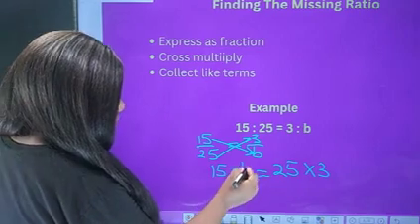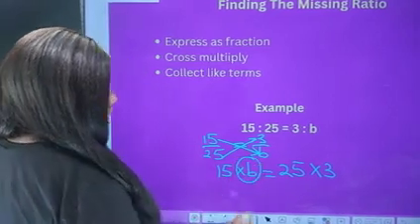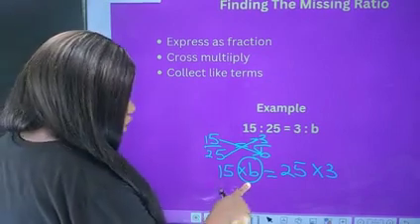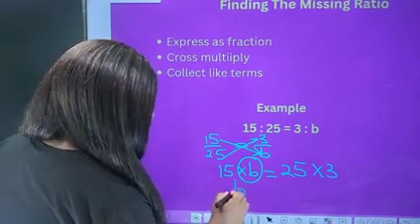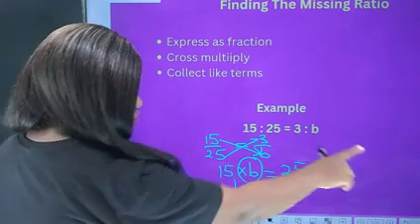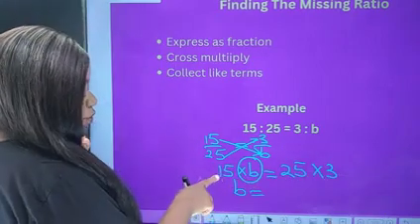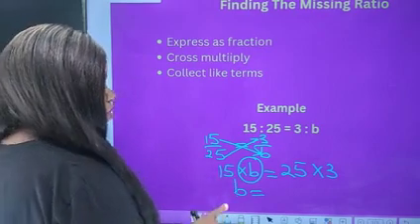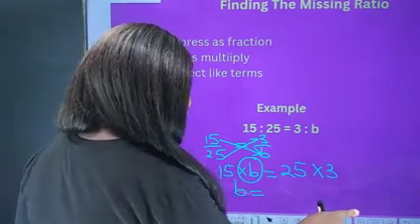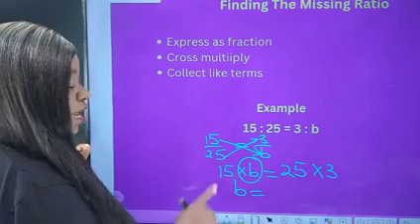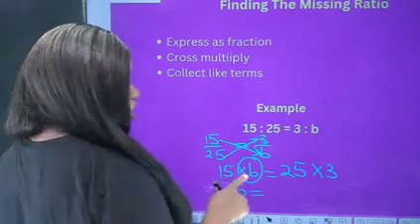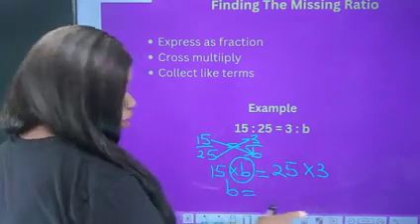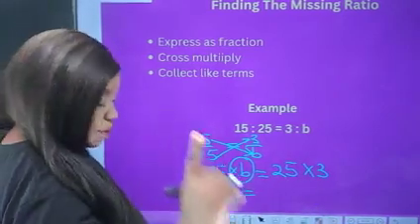So we will be left with b because we have to find the missing ratio, which is the value of b. Now we'll be left with b on the left hand side, moving 15 to the right hand side. Now when 15 is on the left, it is multiplying. When 15 goes to the right hand side, it will divide. So whenever a term is crossing the equal sign to the other side, it will do the opposite of what it was doing on the previous side.